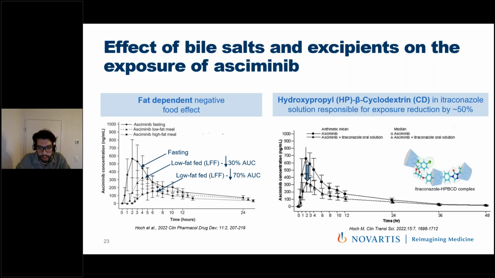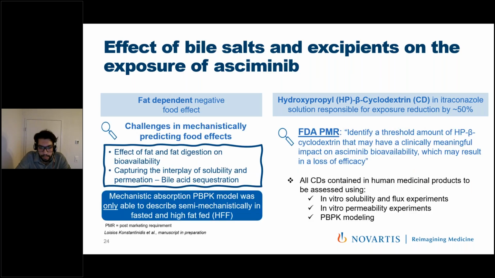So if we move to the next slide, we'll see the challenge that we had and still have in predicting mechanistically the negative food effect for this drug. We have made significant progress with the use of the ADAM model. However, there are still some challenges with the fat content, as well as the digestion, and the difference between low-fat and high-fat conditions.